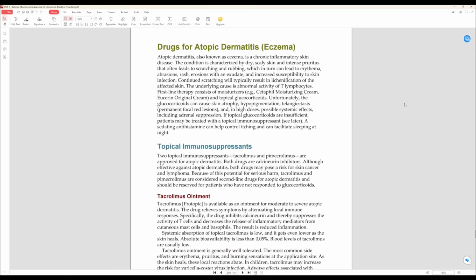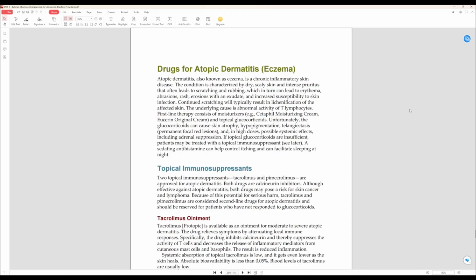Which now brings us to drugs for atopic dermatitis, which is eczema. Atopic dermatitis, also known as eczema, is a chronic inflammatory skin disease. The condition is characterized by dry, scaly skin and intense pruritus that often leads to scratching and rubbing, which can lead to erythema, abrasions, rashes, erosions with an exudate, and an increased susceptibility to skin infections. Continued scratching will typically result in lichenification of the affected skin. The underlying cause is abnormal activity of T lymphocytes.